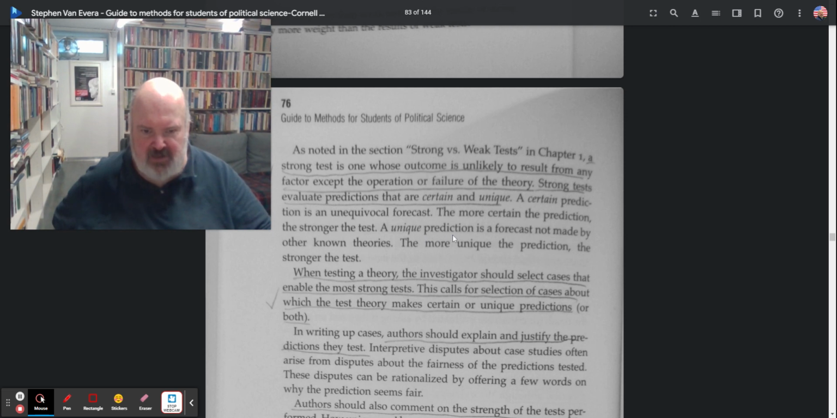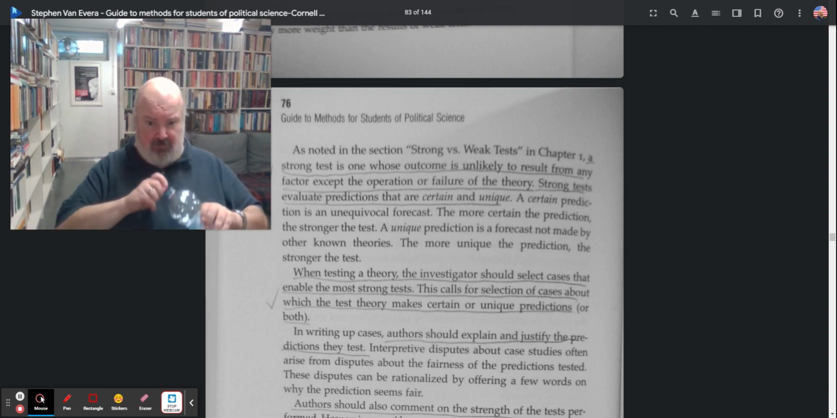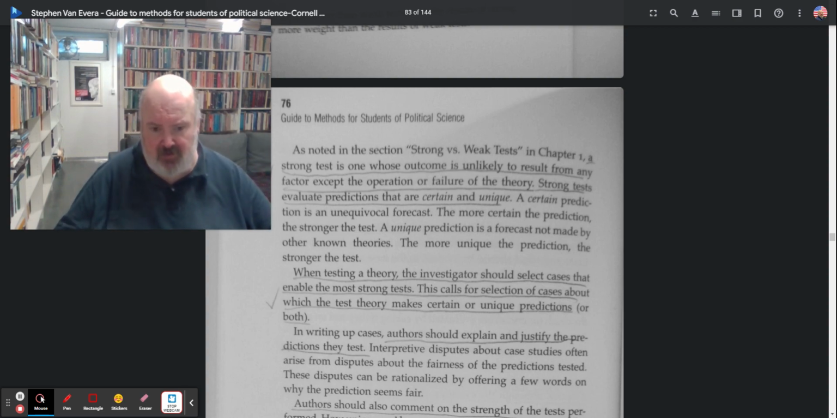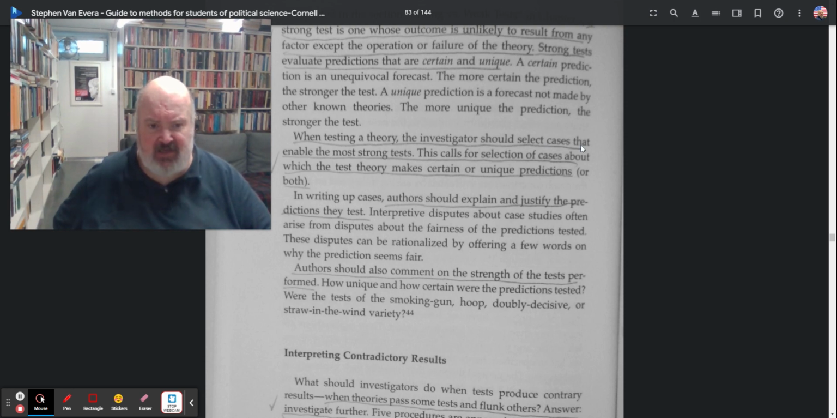A unique prediction is a forecast not made by other known theories. The more unique the prediction, the stronger the test. Again, that's the general rule. When testing a theory, investigators should select cases that enable the strongest tests. So when you're testing a theory, you should pick the strongest tests. Select cases that enable the strongest test. This calls for a selection of cases about which the tested theory makes certain or unique predictions, or both.